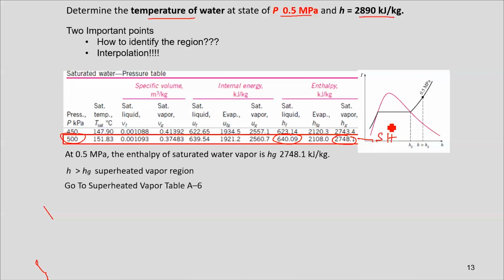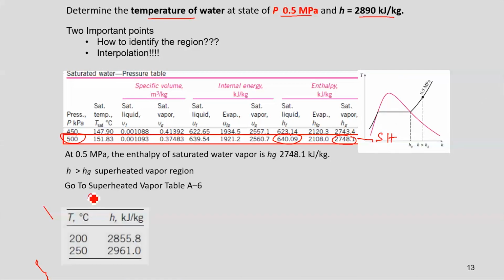You'll have to go to table A6 in order to find out the properties. In table A6, you'll go to 0.5 megapascal pressure and you will identify the enthalpy. If you look at the enthalpy column, you know that your enthalpy lies in between these two values, and you don't have the direct value of temperature for that enthalpy value, so you'll have to do the interpolation.